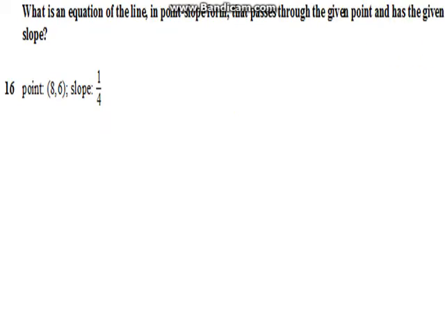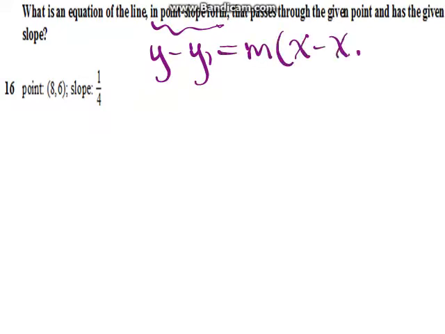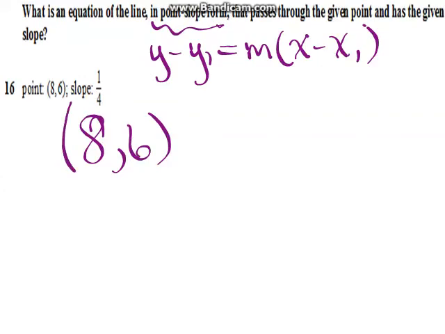Number 16 says, what is an equation of the line in point-slope form that passes through the given point and has the given slope? So the first thing I'm going to do is think about what is the point-slope form. That is the one that says y minus y sub 1 equals m times x minus x sub 1. I'm going to write this a little bigger. They tell us that our point is 8, 6. So there's our x1, y1 right there. And they tell us that our slope is equal to 1/4.